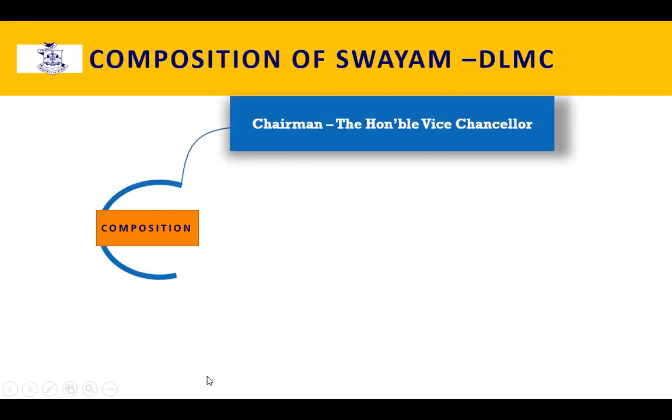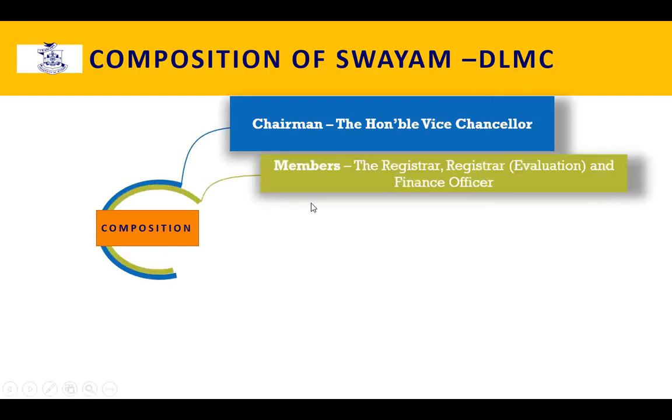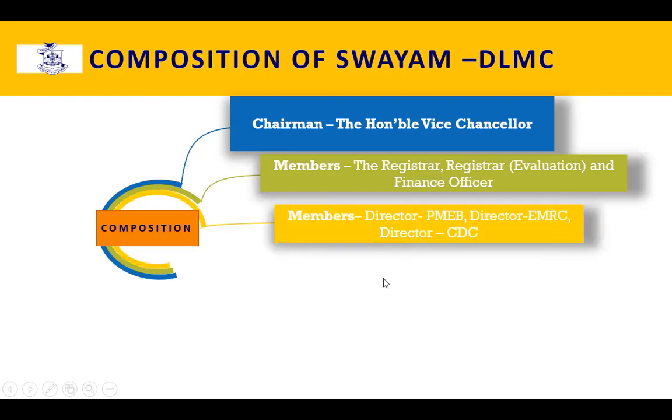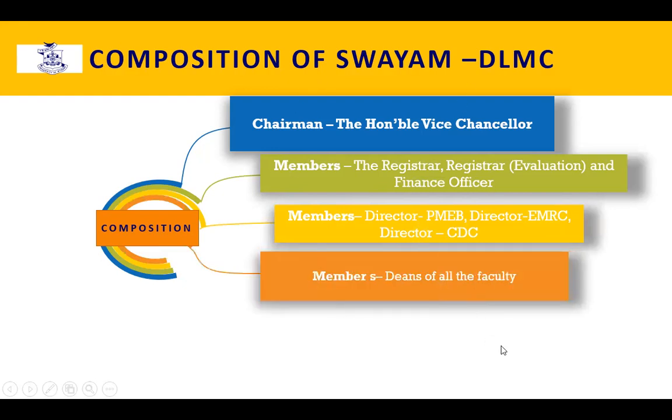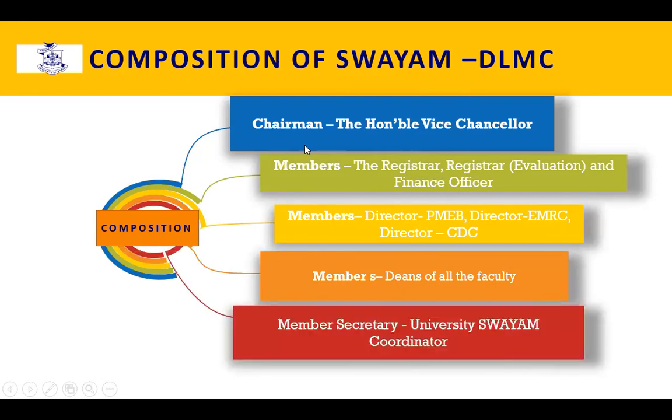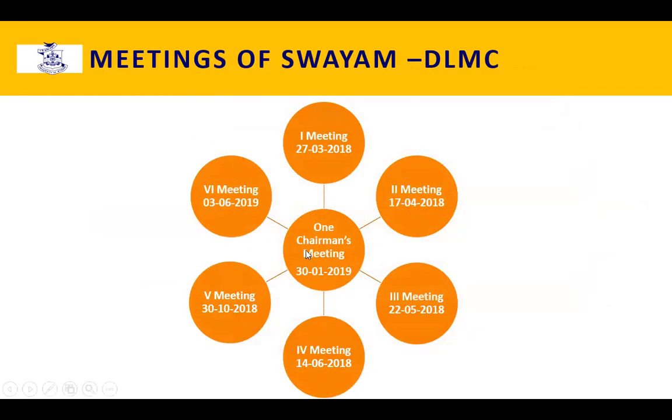As for the composition, our honorable Vice Chancellor is the chairman of the digital learning monitoring cell. The composition includes the various competent authorities, with all the statutory officers as members. The directors of PME, EMMRC and CDC are also members of the cell. All the deans of the faculties are members, and the Swayam coordinator is the member secretary. This is the composition of the Swayam digital monitoring cell.